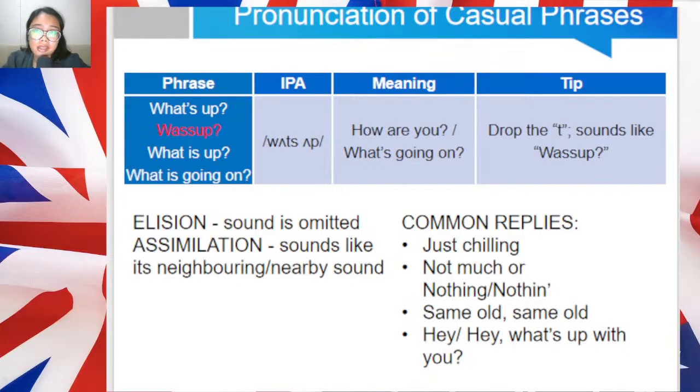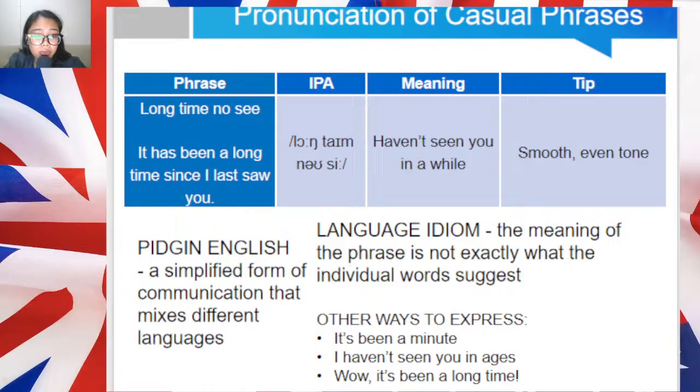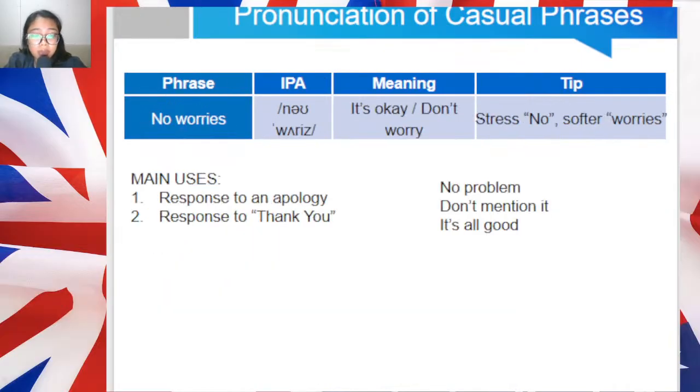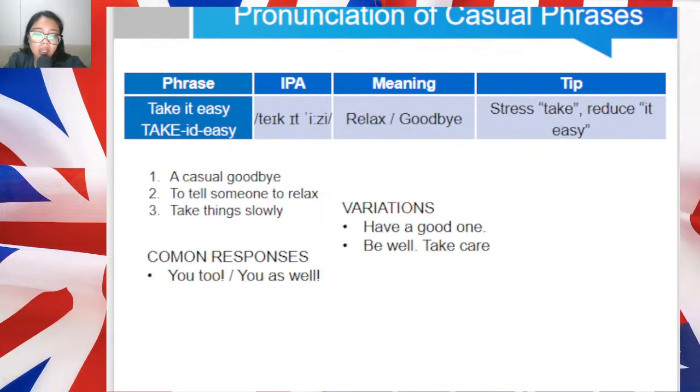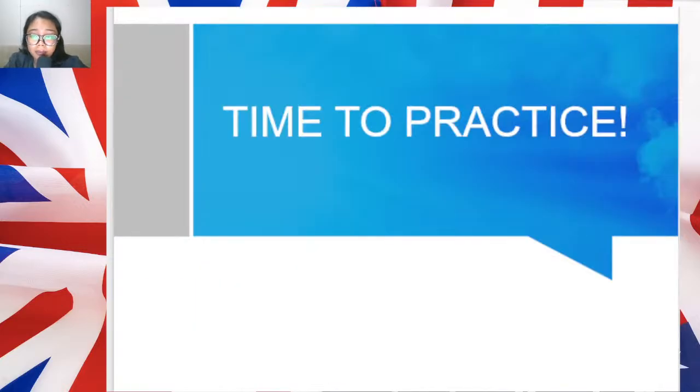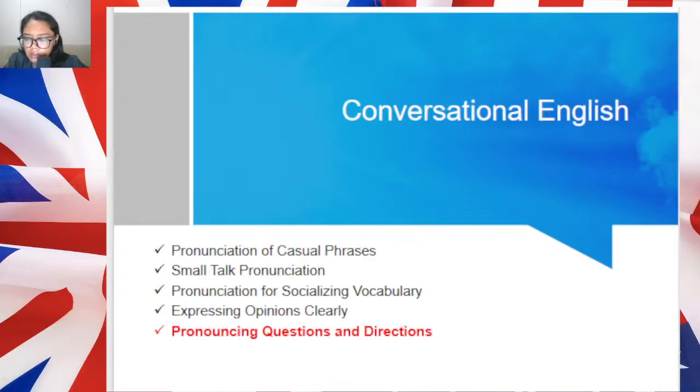So we've covered 6 useful casual phrases. First is what's up, for saying casual hello. How's it going, for asking how someone is. Long time no see, for greeting an old friend. Sounds good, for agreeing to a plan. No worries, for saying it's okay. And of course, take it easy, for saying goodbye.